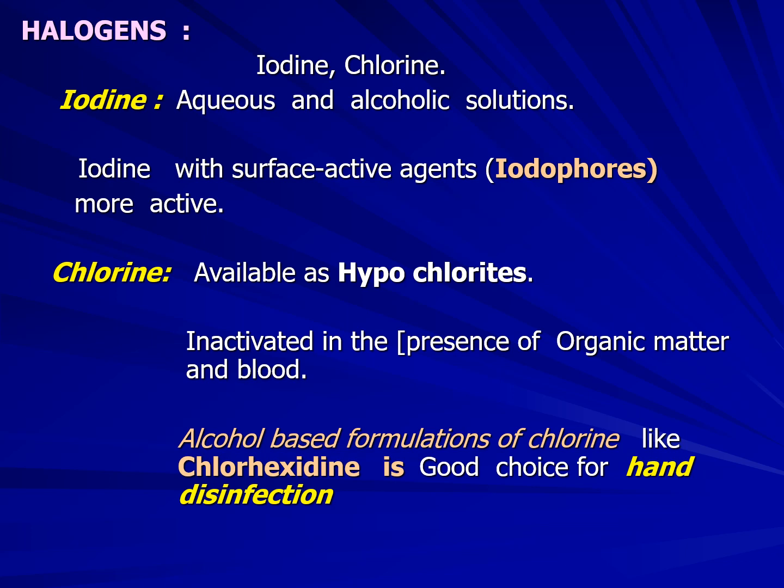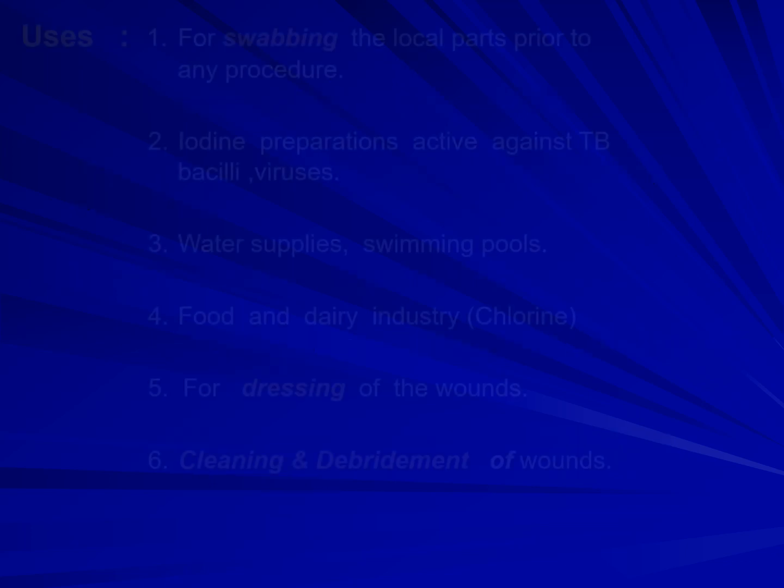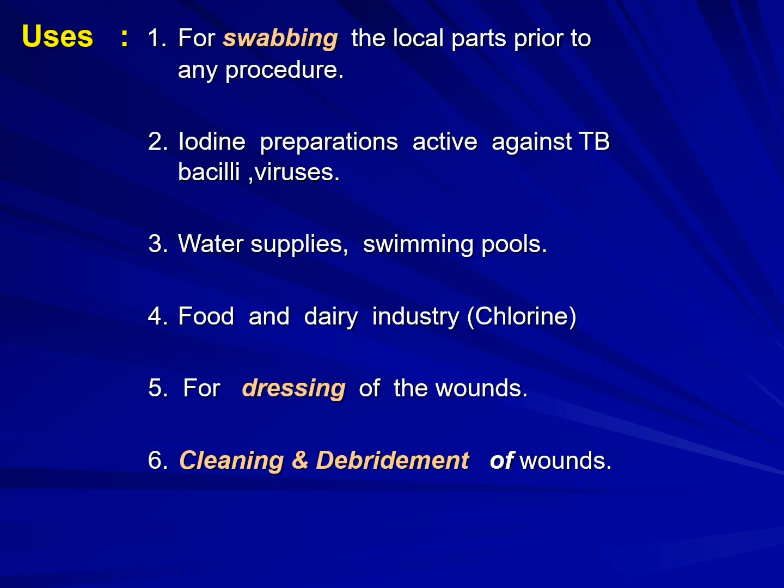Chlorine is also available as chlorhexidine, which is a good choice for hand disinfection. Very important bio question for you. The use is mainly for swabbing the local parts prior to any procedure, and iodine preparations are active against TB bacilli and viruses, and chlorine is mainly used in water supplies and swimming pools. Very important bio question. It is also used in the food and dairy industry, and for dressing wounds and cleaning and debridement of wounds.